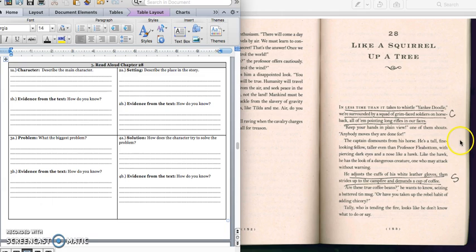And for the quote, you would write down this first sentence on page 153. In less time than it takes to whistle Yankee Doodle, we are surrounded by a squad of grim-faced soldiers on horseback, all of them pointing long rifles in our faces. Press pause to write down your answer and play when you're ready for the setting.